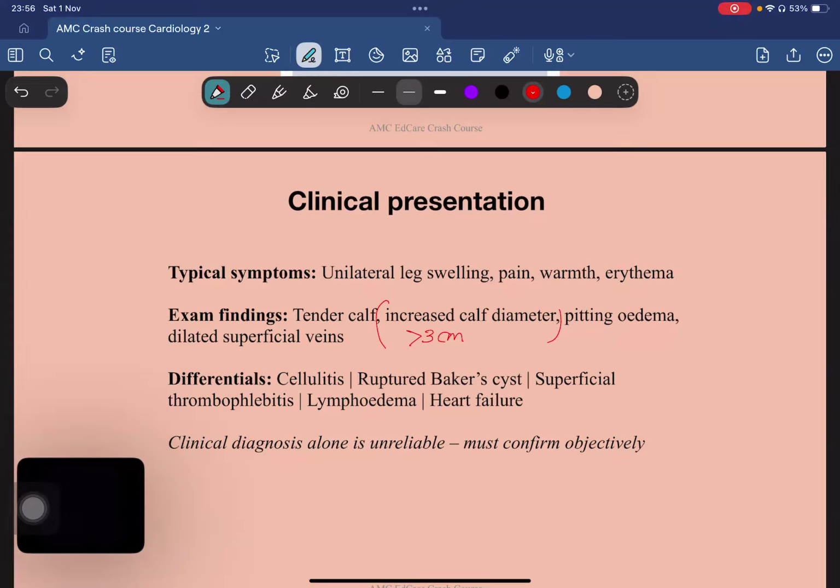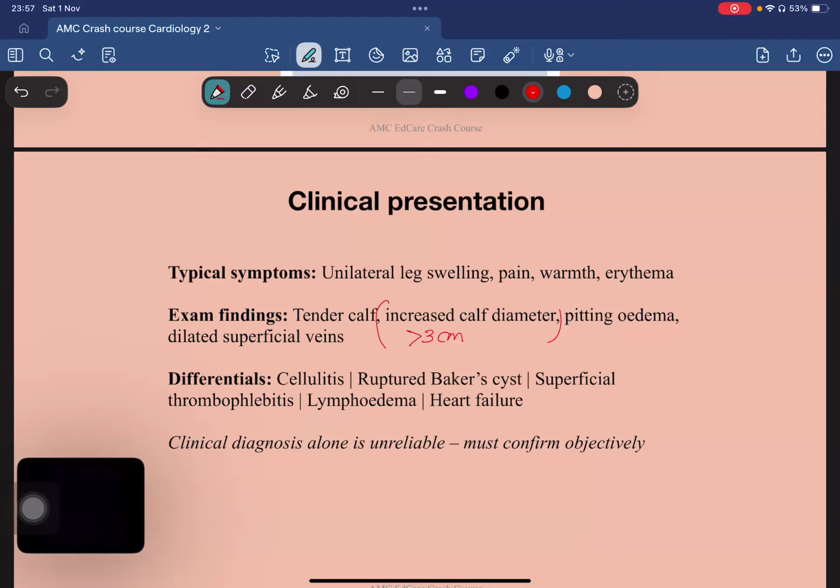However, just remember that clinical diagnosis alone is unreliable, because many of these clinical findings and symptoms overlap with other conditions. So we would have a lot of differentials like cellulitis, a ruptured Baker cyst, superficial thrombophlebitis, and lymphoedema. Even congestive heart failure could present like DVT symptoms. So it's very important to know that relying on clinical findings alone can lead us to overtreatment and unnecessary bleeding risks from anticoagulation, or it could also lead us to undertreatment, and that could lead the patient into pulmonary embolism.